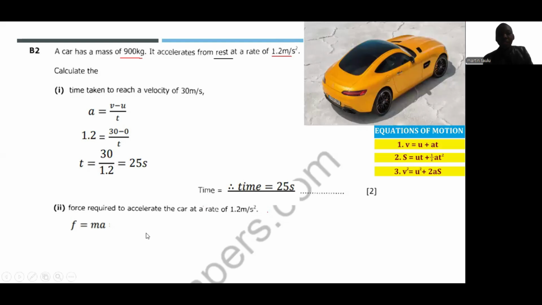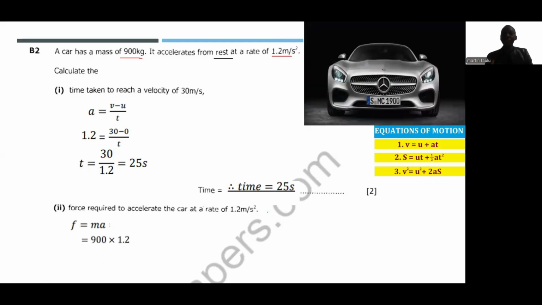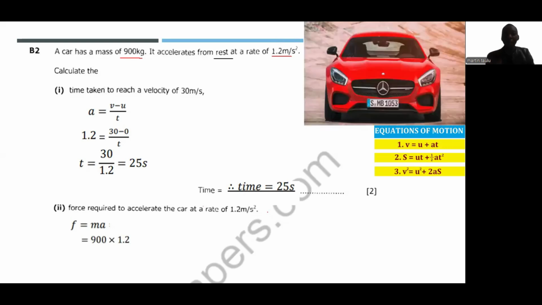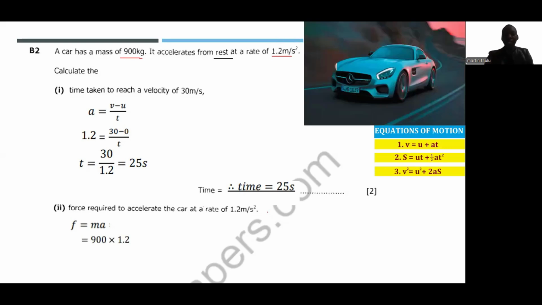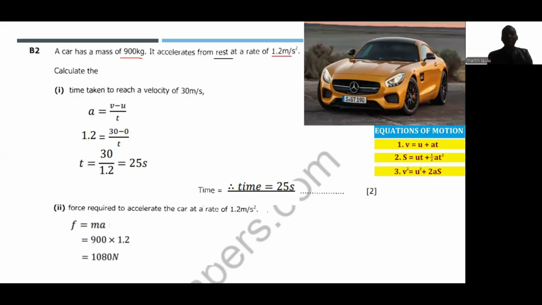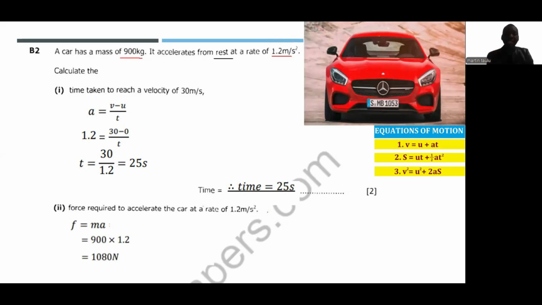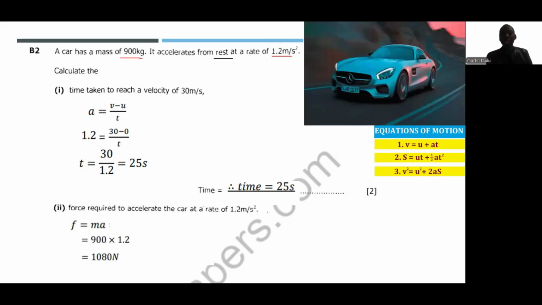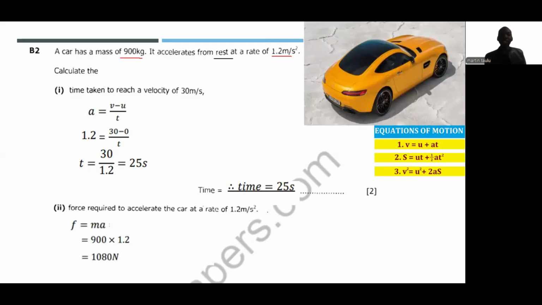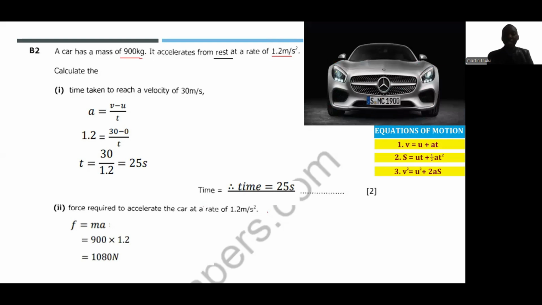So all you do is you replace the figures, 900 kg, you multiply that times 1.2 meters per second squared. And we get our answer, which is 1,080 newtons. So that is the force that is required. That is the answer for the second question.